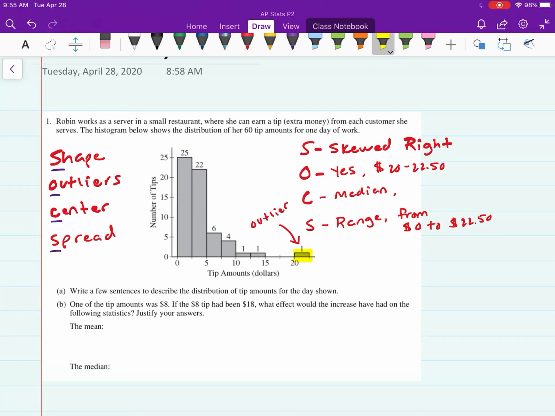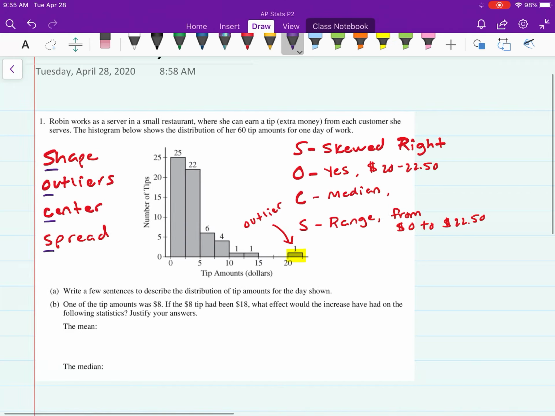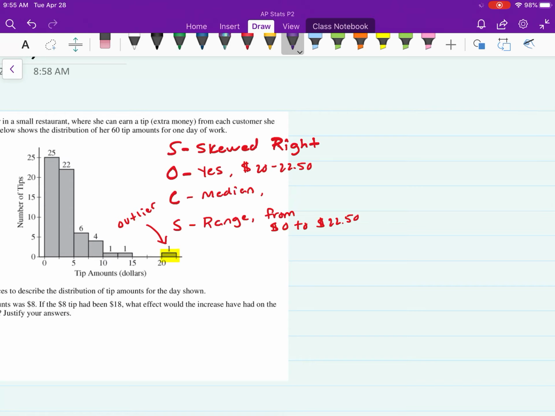And then for the center, measures of center are the mean and the median, but on a histogram like this, you don't know what the mean is. It doesn't give us the mean, so it's easier to discuss the median, which is the middle number. Now, I left this blank because I want to remind you of how you can find the median on a histogram. And the same goes for dot plots as well, you can do the n plus 1 divided by 2 trick.